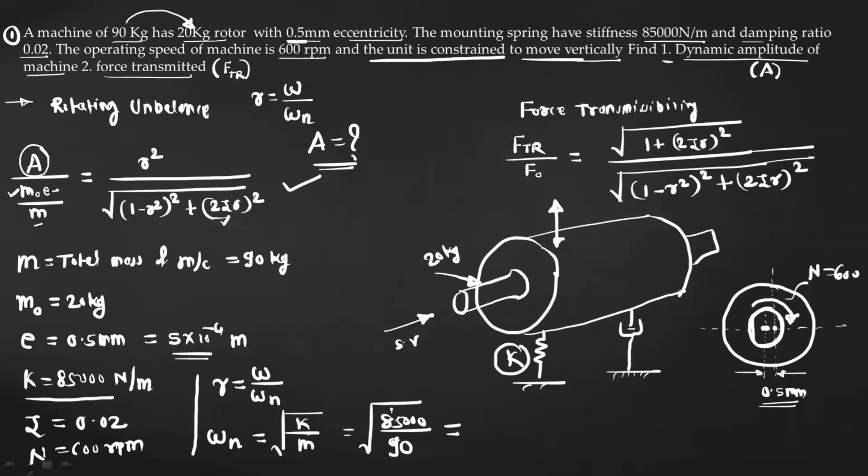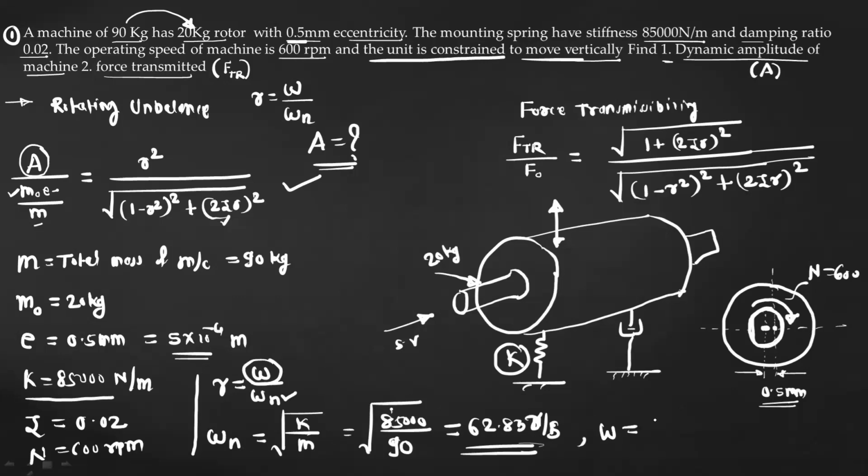So from this, calculate the value of natural frequency omega n. This is equal to 62.83 radian per second. So we have calculated the omega n value. Now we have to find the omega value. Omega means the external frequency, or the angular speed of this rotor. The RPM is given, that is 600. So convert this RPM in terms of omega, the external frequency.